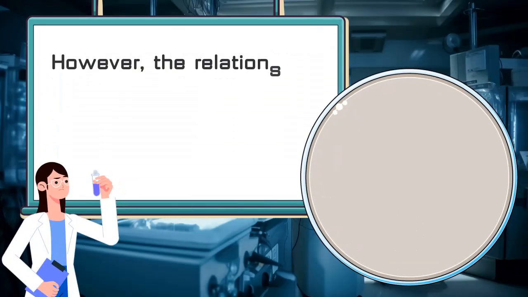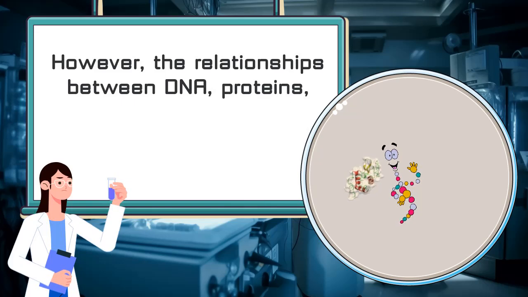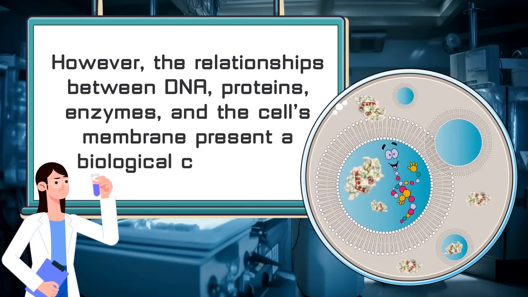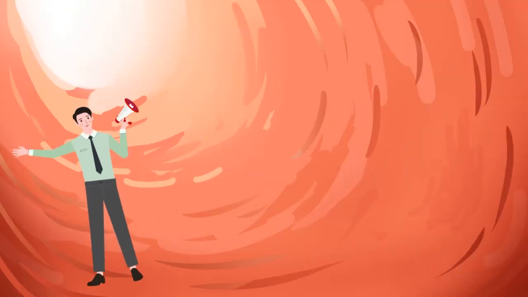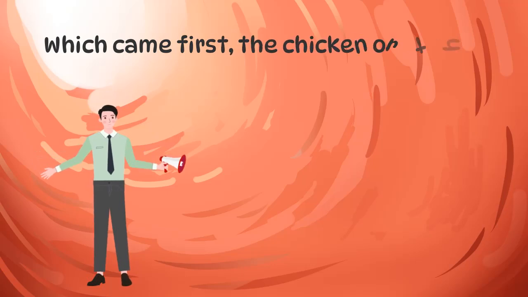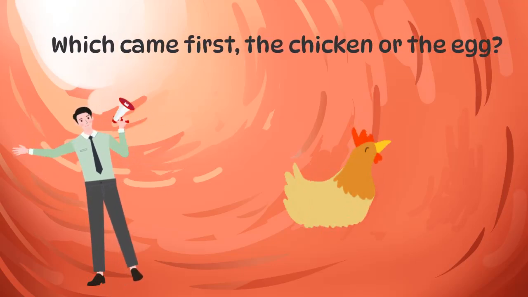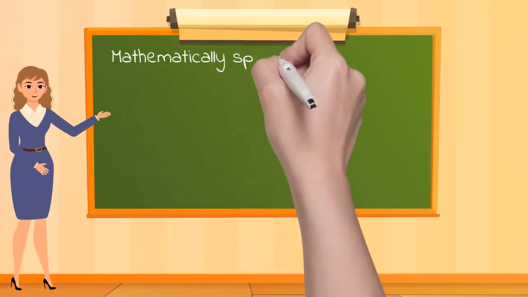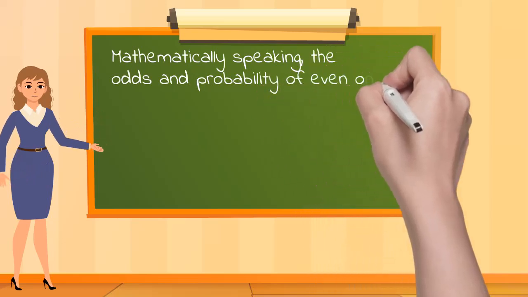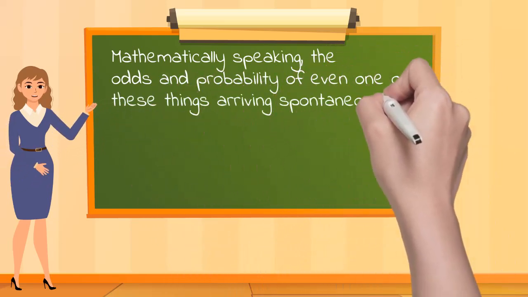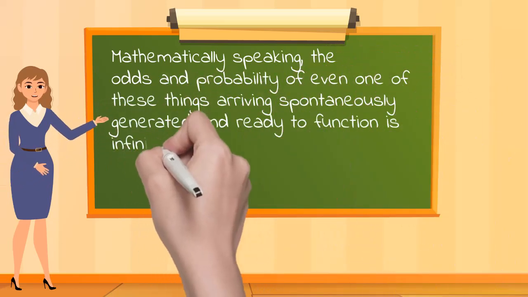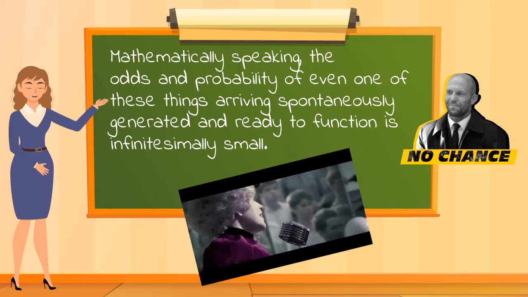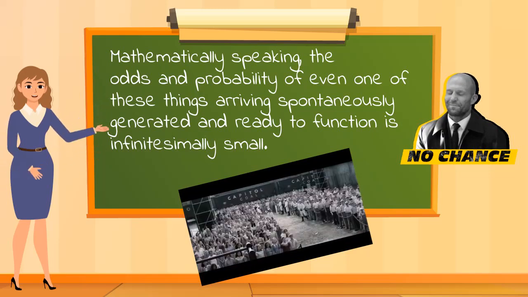However, the relationships between DNA, proteins, enzymes, and the cell's membrane present a biological conundrum. You should be aware of the famous question, which came first, the chicken or the egg? A rhetorical question without a definitive answer. Mathematically speaking, the odds and probability of even one of these things arriving spontaneously generated and ready to function is infinitesimally small. And may the odds be ever in your favor.